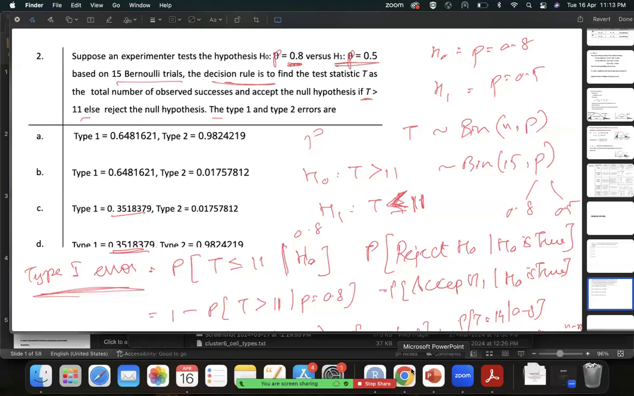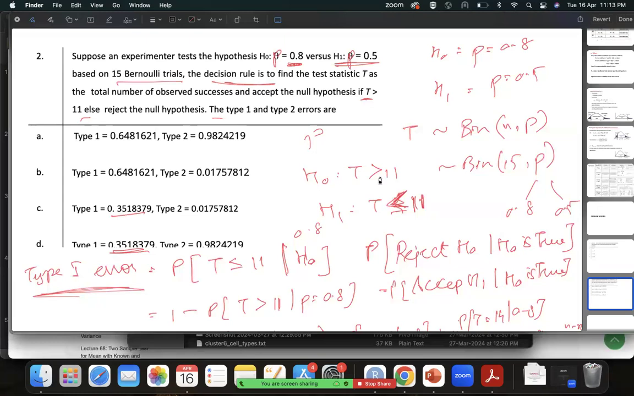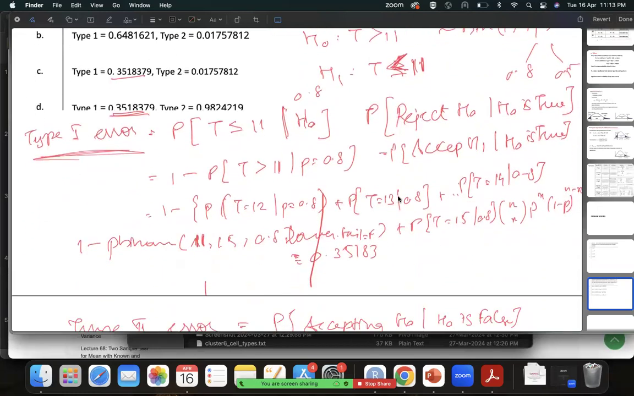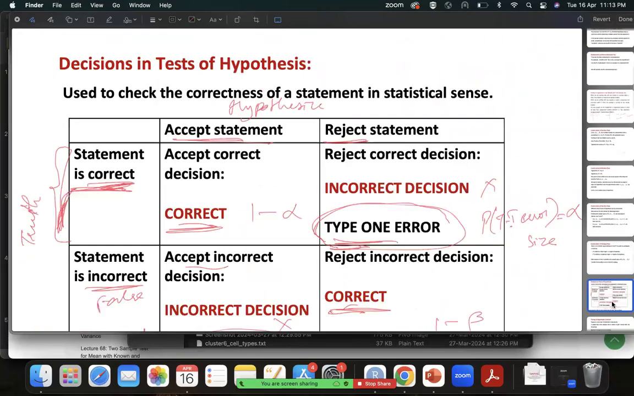In this scenario, your alternate hypothesis H1 is T is greater than 10. Your null hypothesis would be T less than or equal to 10. It's the exact same thing as the problem I'm showing, just 10 instead of 11. But I can tell you the other scenarios.